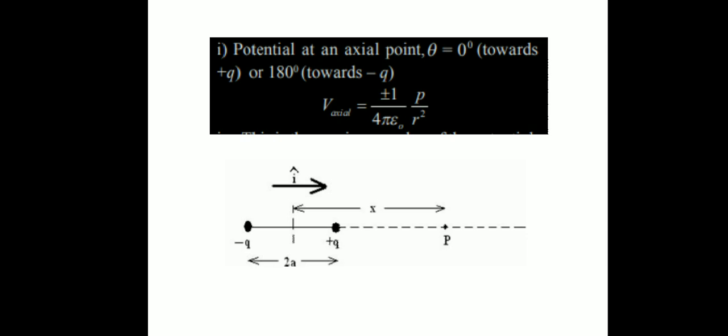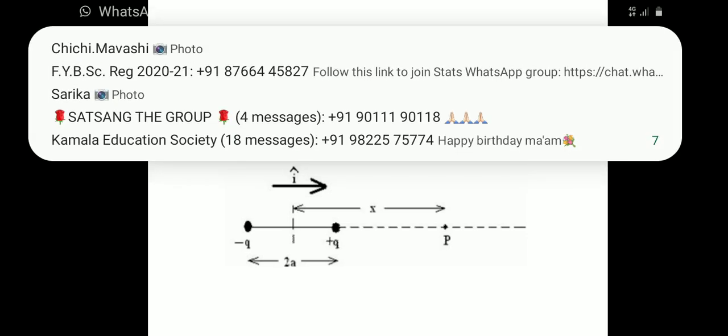potential at an axial point. Now we have an electric dipole containing two opposite charges, plus q and minus q. The separation distance between these two opposite charges is twice a, as shown in the figure. Now let us consider a point P, and point P is present on the axis of the electric dipole. Let x be the distance of the point P from the center of the dipole.